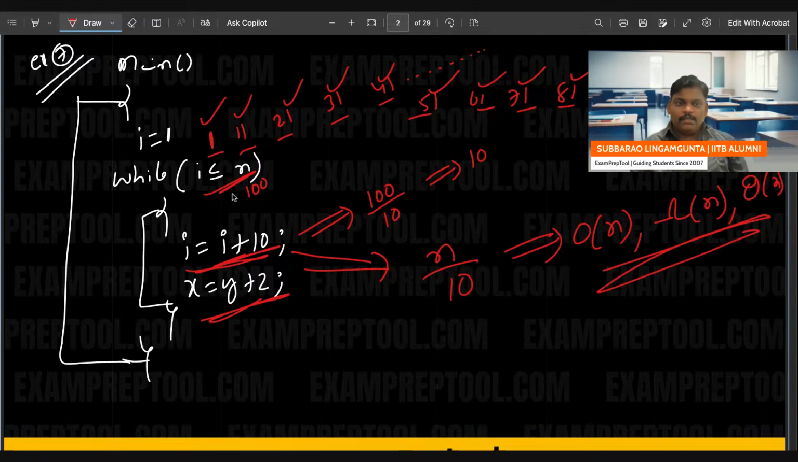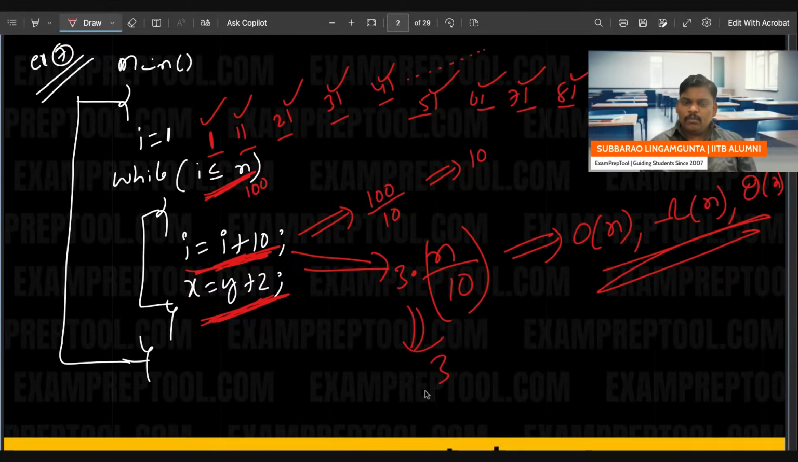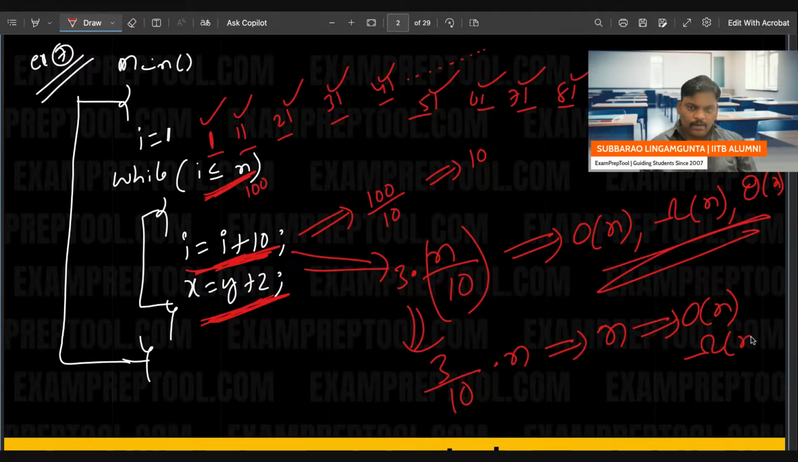You may say, sir, I will count this as one statement, this also one statement, this also, every time 3. So 3 into n by 10, which is nothing but 3 by 10 into n. 3 by 10 is a constant, neglect it, so it can be written as big O of n, omega of n, so theta of n.